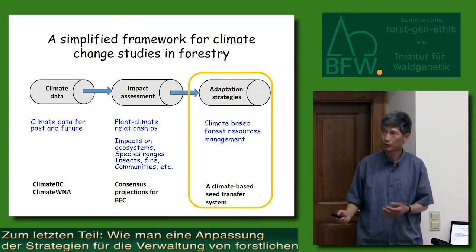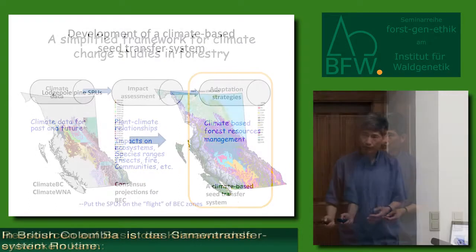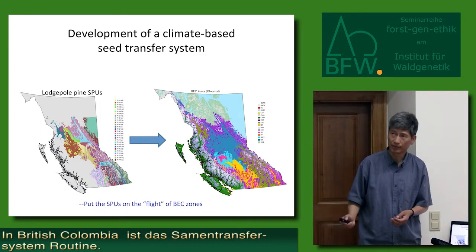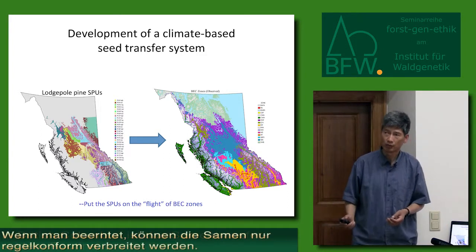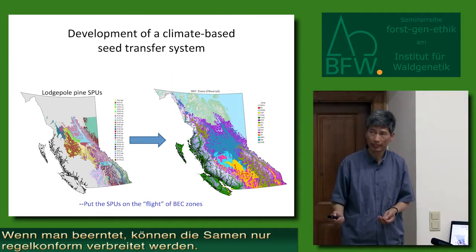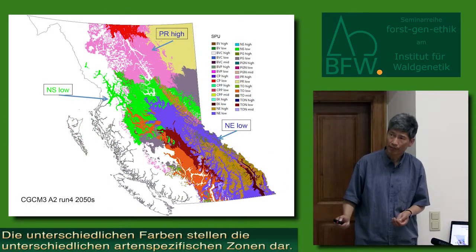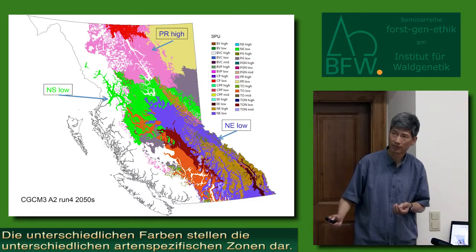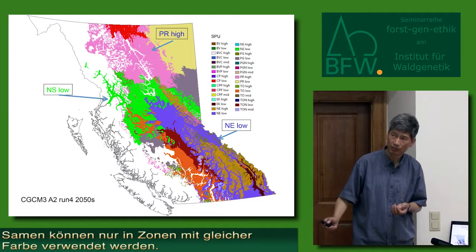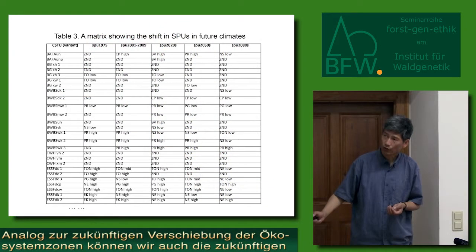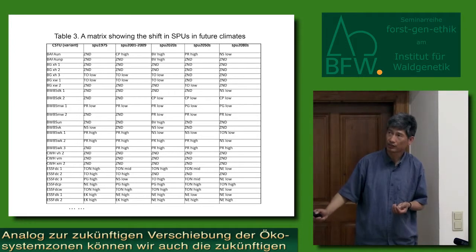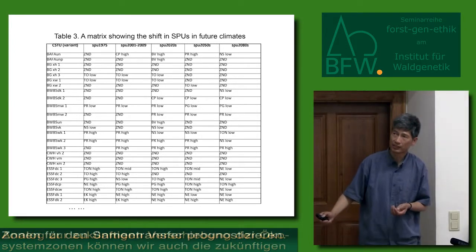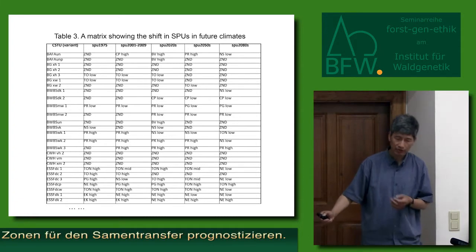The last part is how to develop adaptation strategies for forest resource management. For BC, the seed transfer system is routine. When you collect seeds from an area, you have to follow the rules for where the seeds can be used, and they developed those zones. The different colors represent different species seed planning units. The seed can only be used within the same color zone. Because we already predict the shift of those ecosystem zones, we can predict the future seed transfer system.